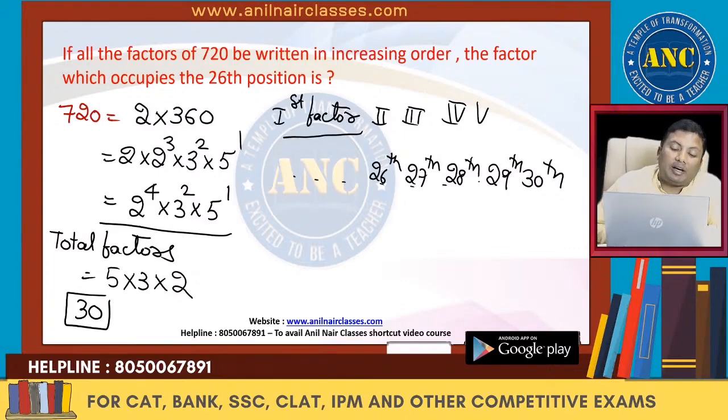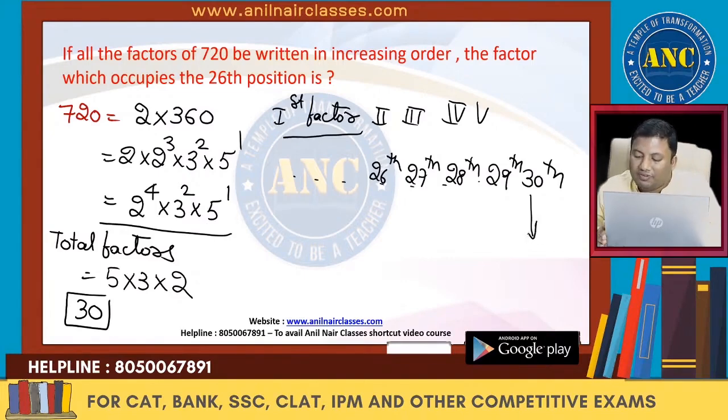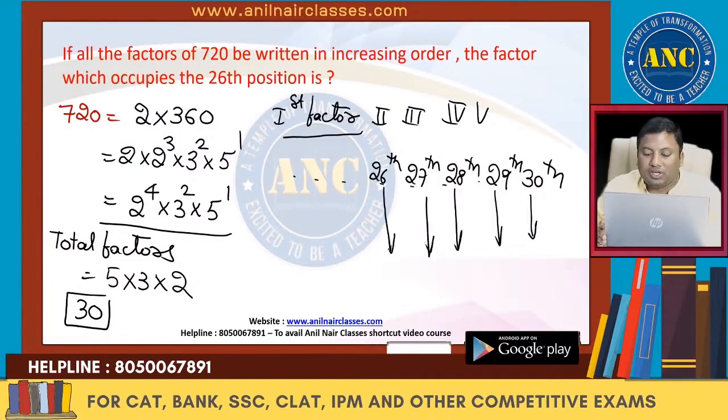If all the factors for 720 are written in increasing order, the factor which occupies the 26th position, where is it? This is the first position from the right, second, third, fourth, fifth position from the right. The 26th factor is nothing but the fifth factor from the right.